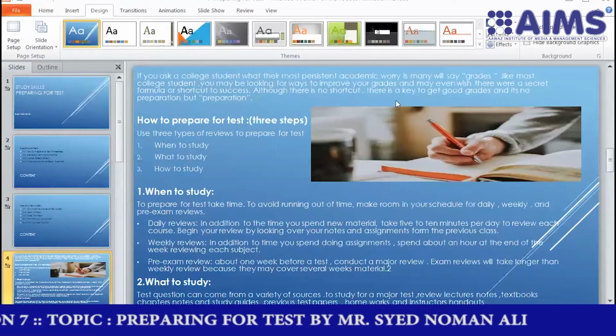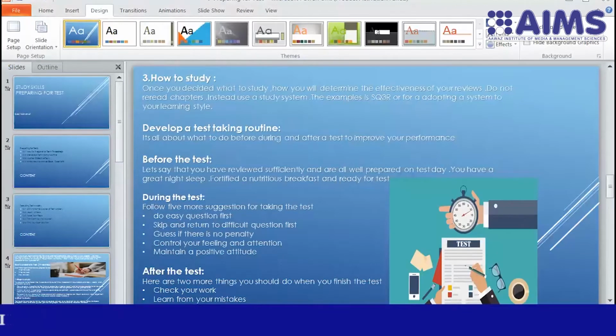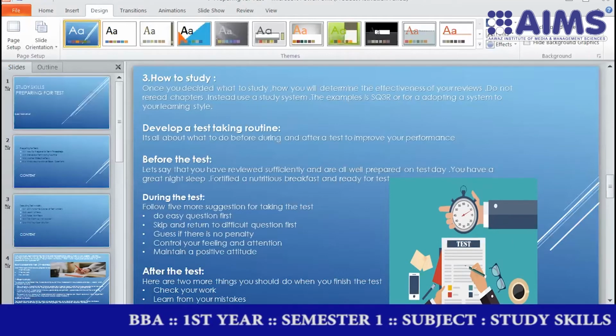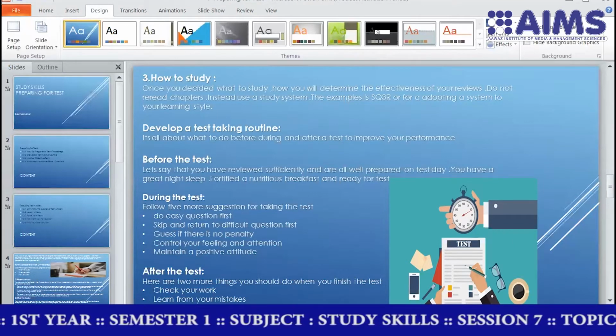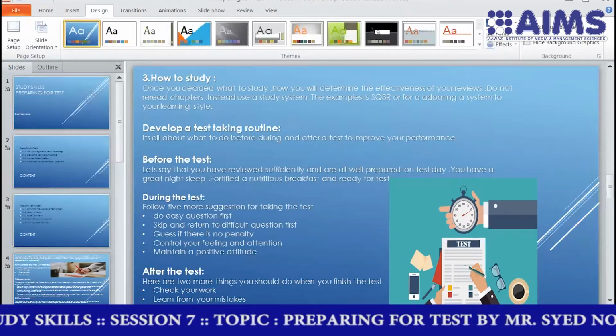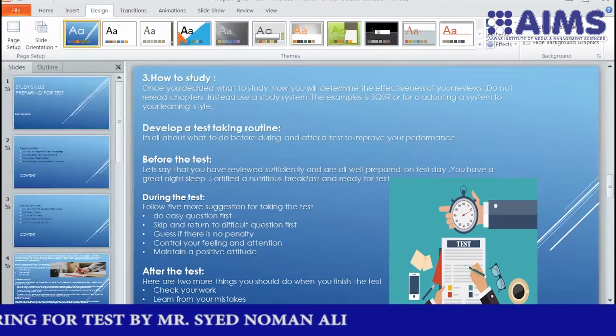And the third step is how to study. How to study will tell you the study system, as we did in the previous lecture, SQ3R, SQ4R, like survey, question, recite, recall, review. We keep remembering all these things.